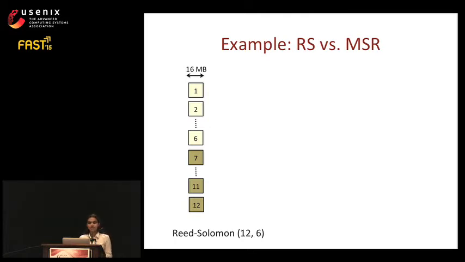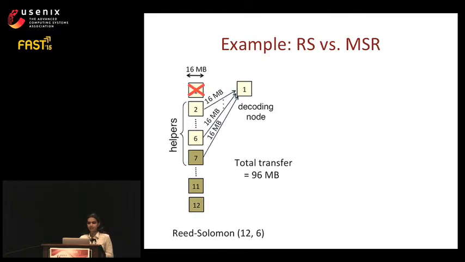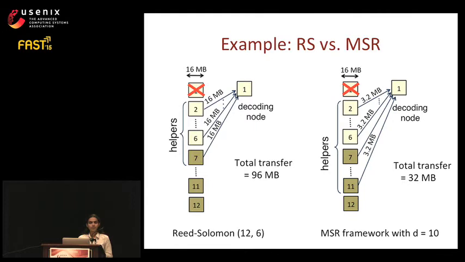Consider 6 data blocks and 6 parity blocks with a block size of 16 megabytes. Under Reed-Solomon, any block, let's say block 1, can be reconstructed by connecting to any 6 of the other blocks. We'll call them helpers. In this figure, 2 to 7 are the helper blocks. So we can reconstruct block 1 by obtaining these 6 blocks, and the total amount of transfer is 96 megabytes.